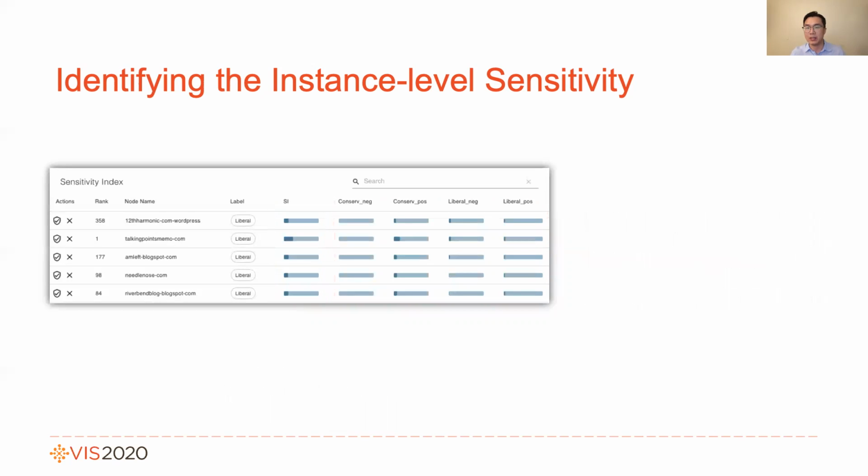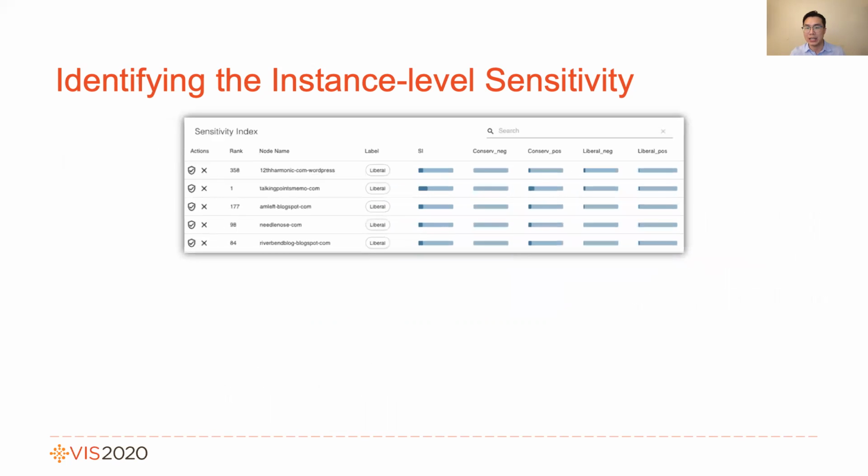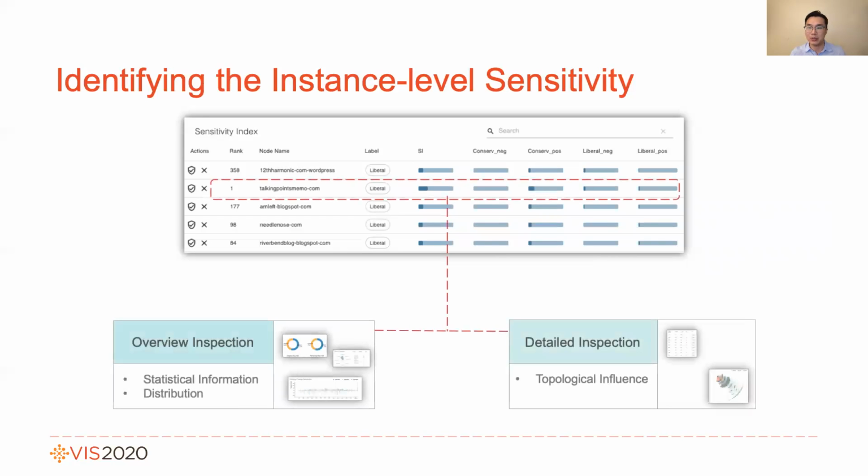Once the instance is selected, the user will be able to perform the detailed perturbation effects analysis for that instance. Generally, we employ both overview and detailed inspection to help users understand the ranking change influence in a variety of dimensions, which includes statistical information, ranking distribution, and topological influence.